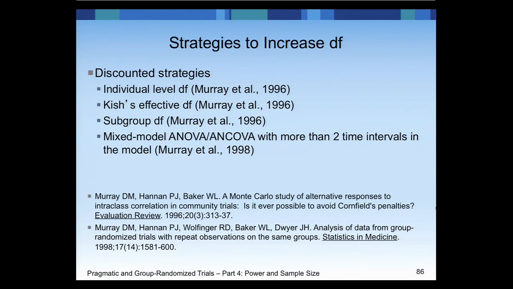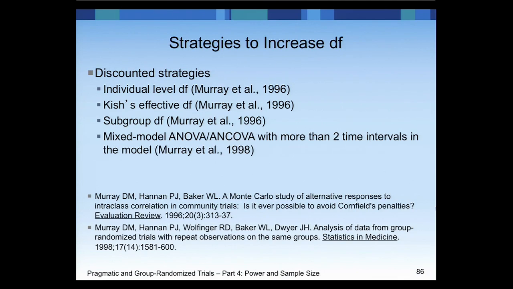These are some strategies that I do not recommend. They have been suggested at various times, used at various times, but they have been shown to be not only ineffective, but actually dangerous. So if we use individual degrees of freedom, we're going to have an inflated type 1 error rate. If we use Kish's effective degrees of freedom, we're going to have an inflated type 1 error rate. If we base degrees of freedom on subgroups rather than the groups that we randomized, we're going to have an inflated type 1 error rate.